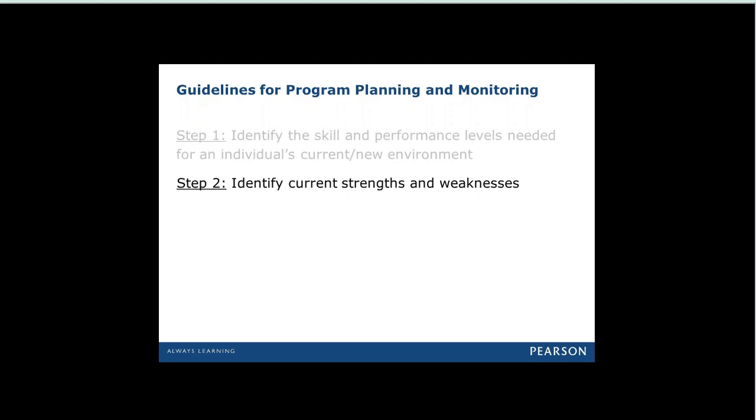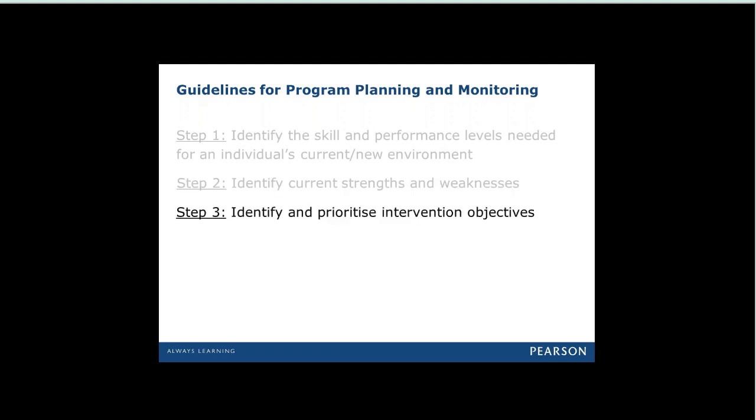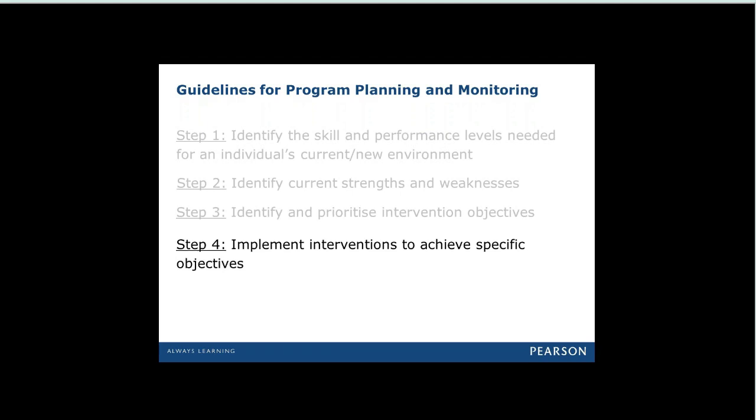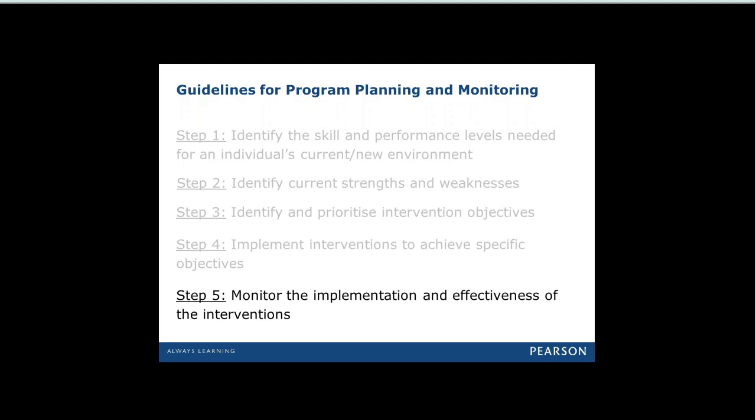Step 2 would be to identify their current strengths and weaknesses, and that's obviously where we would look at the specific ratings on the ABAS 3. We would then want to identify and prioritise any intervention objectives, and again our intervention planner directly maps onto each item level and gives you a range of different activities that might be useful in terms of some of those objectives. Step 4 would be to implement those interventions, hopefully to achieve some sort of specific outcome or specific objective. And the last step would be to monitor that implementation and, of course, look at the effectiveness of any interventions that have been put in place.